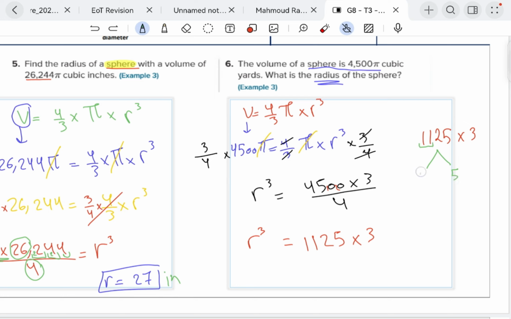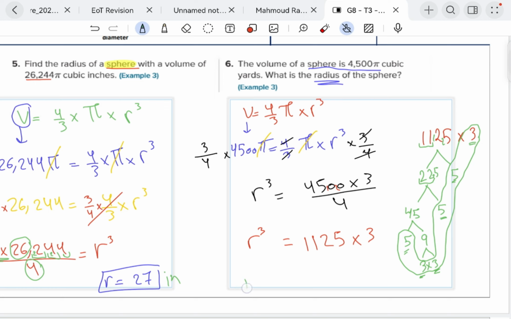11 divided by 5 is 2, and the remainder is 1. 12 divided by 5 is 2, and the remainder is 2. 25 divided by 5 is 5. And now 225 divided by 5, this is also a multiple of 5, so I'm going to divide it by 5. 22 divided by 5 is 4, and the remainder is 2. 25 divided by 5 is 5. 45, I will decompose it into 9 times 5, and 9 we can decompose into 3 times 3. So these are the prime factors of this number.